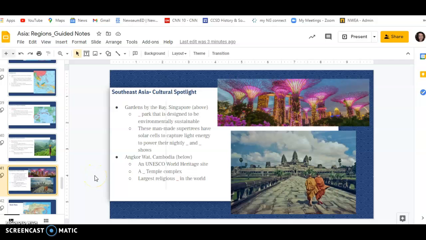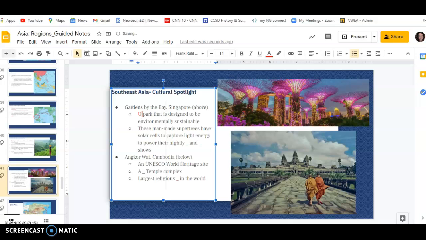So we'll finish Southeast Asia with our cultural spotlight. The first is the Gardens by the Bay in Singapore, pictured above. This is an urban park. Singapore is one of the world's smallest countries. It's really just the city itself is the whole country. So this is an urban park that is designed to be environmentally sustainable.